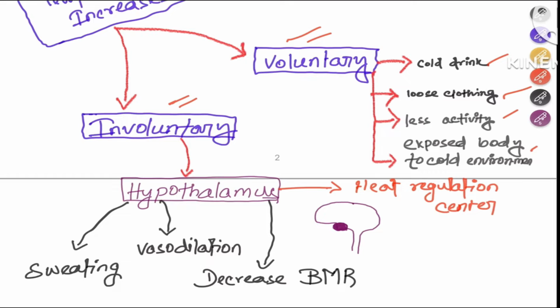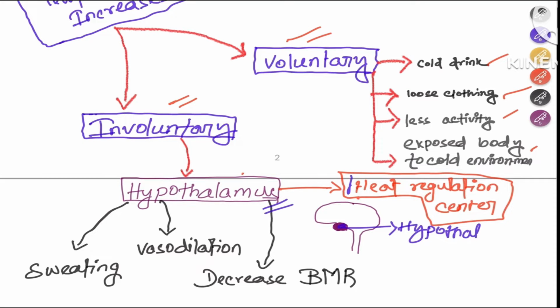In involuntary regulation, the hypothalamus will start working. What is the hypothalamus? It's the heat regulation center of our body. If our body temperature is too high or too low, who will monitor and regulate? That is the hypothalamus. It is situated here, in our brain. This is the hypothalamus.